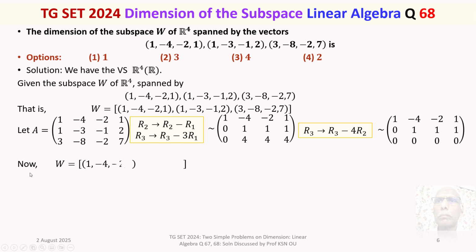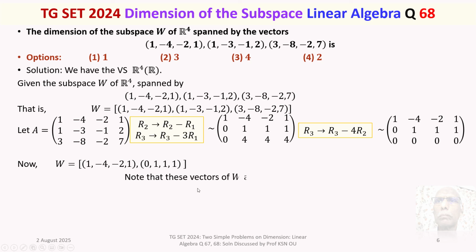Anyway, now W is spanned by not these 3 vectors but these 2 vectors. What are these 2 vectors? They are the rows of this row reduced echelon form. And note that they are linearly independent. Why? One is not a multiple of the other. And not only that, they are in a row reduced echelon form. The rows are linearly independent. And so the set consisting of these 2 vectors will be a basis for W. And the dimension will be the number of elements present in the basis, that will be 2.